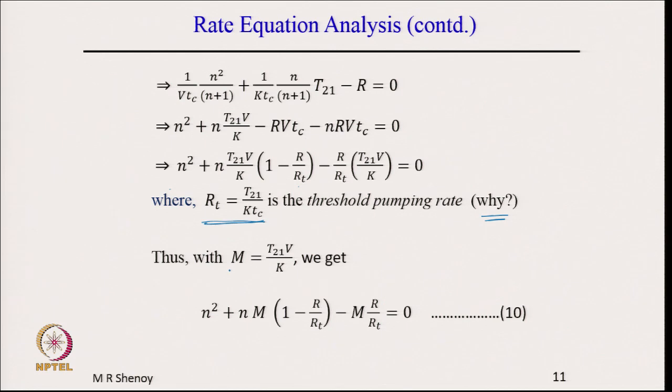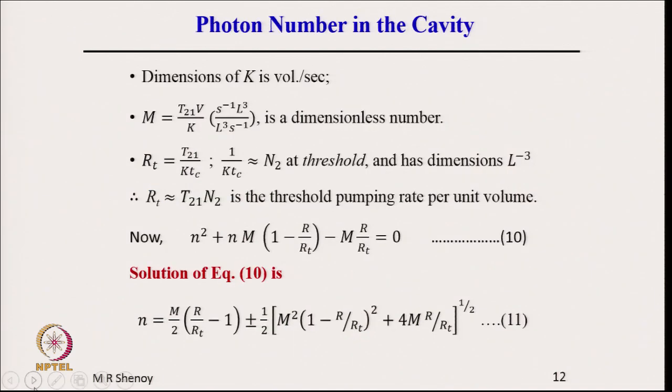If we call that capital M, then we have the final quadratic equation for the photon number n in terms of the pumping rate R, the threshold pumping rate RT, and a dimensionless number M. We will see that it is dimensionless. So, we have got the final quadratic equation here.